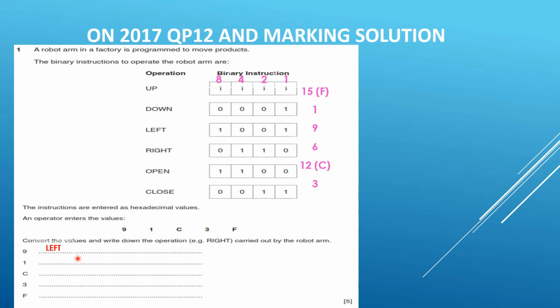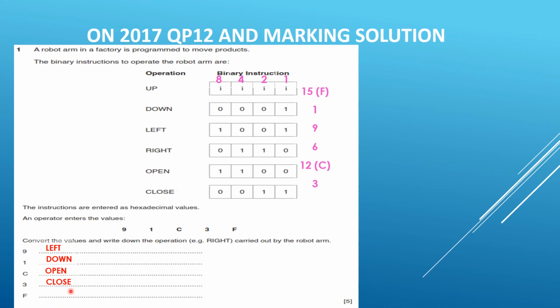Next one is 1, 1 is performing the operation down. So you will be writing down here. Then C is performing the operation open. So you will be writing open here. Then 3 is performing close. So you will be writing close here.